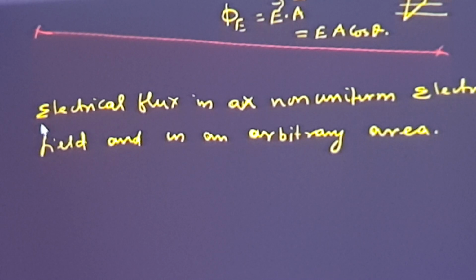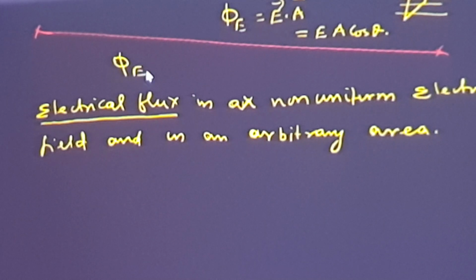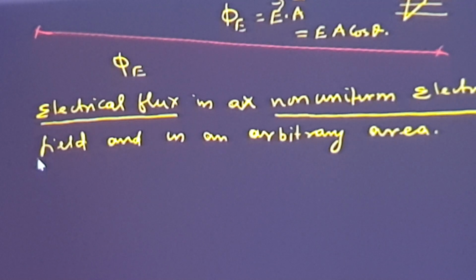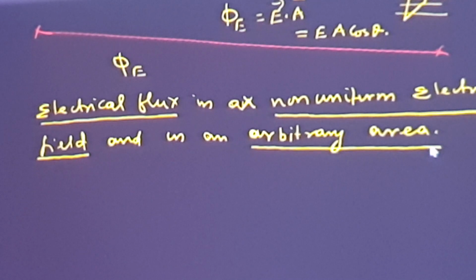Now I am going to calculate the same electrical flux phi E. But instead of considering a uniform electrical field, I am going to consider a non-uniform electrical field. And the area is not a regularly shaped area, it is any form of area. So we are giving it as an arbitrary area. So how can I consider this concept?